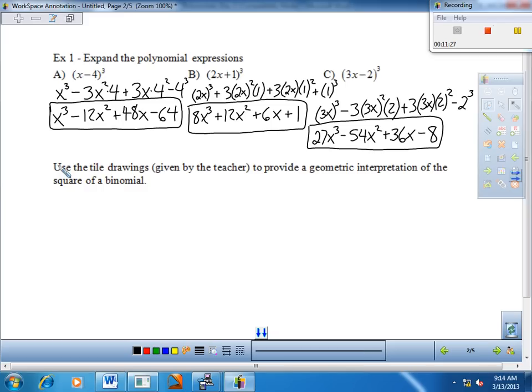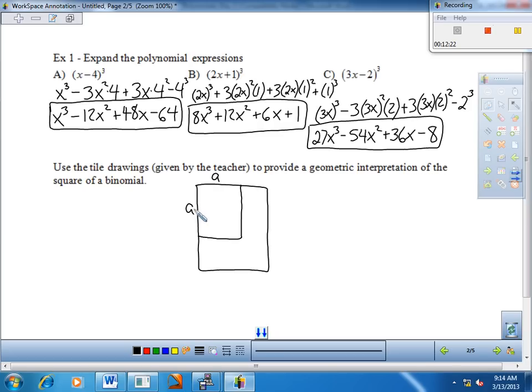So it says, use the tile drawings given by the teacher to provide a geometric interpretation of the square of a binomial. All right, so here's what I'm thinking here, guys. How about this? Can you draw just a big square on your paper, if you would? Something like that. And then here's how we're going to do this as best as possible. Let's try to draw a square kind of like that, give or take. And let's label this square A by A. Something along those lines would do.